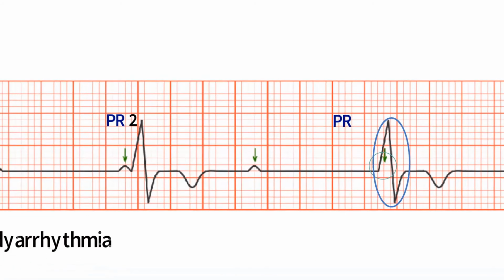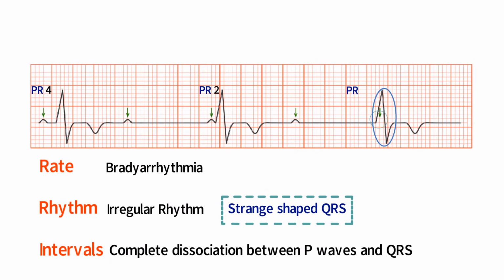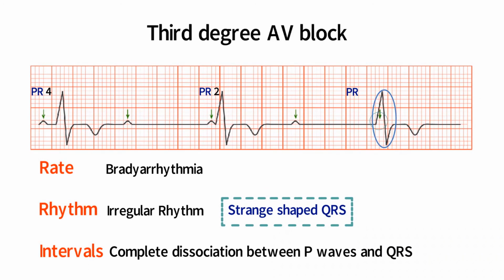So there is a complete dissociation between the P wave and the QRS complex. So this is a third degree AV block. In the third degree AV block, the P wave is not connected at all to the QRS because the AV node is blocking the electricity completely coming from the atrium. So now the ventricle is beating alone by its conductive system, and the atrium is beating from the SA node. So they are completely dissociated from each other now.